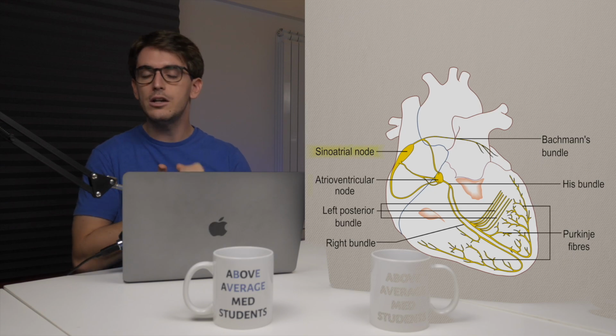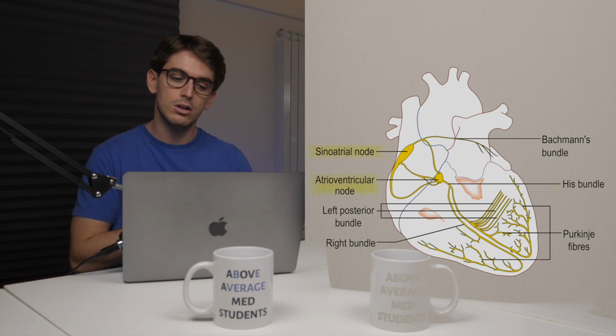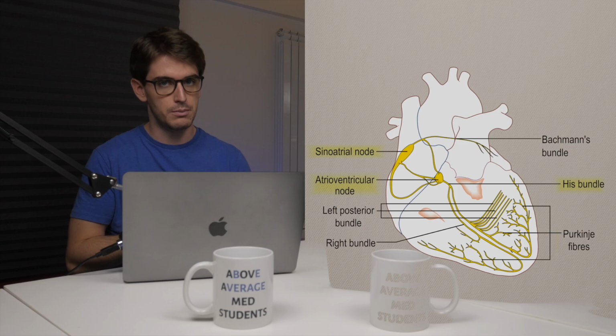So now let's focus on one specific type of tissue, the conducting tissue, and where it is located around the heart and how it works. First of all, you should know there are four main components of the electrical conduction system of the heart. We have the sinoatrial node, then the atrioventricular node, then the bundle of His, and finally the Purkinje fibers.